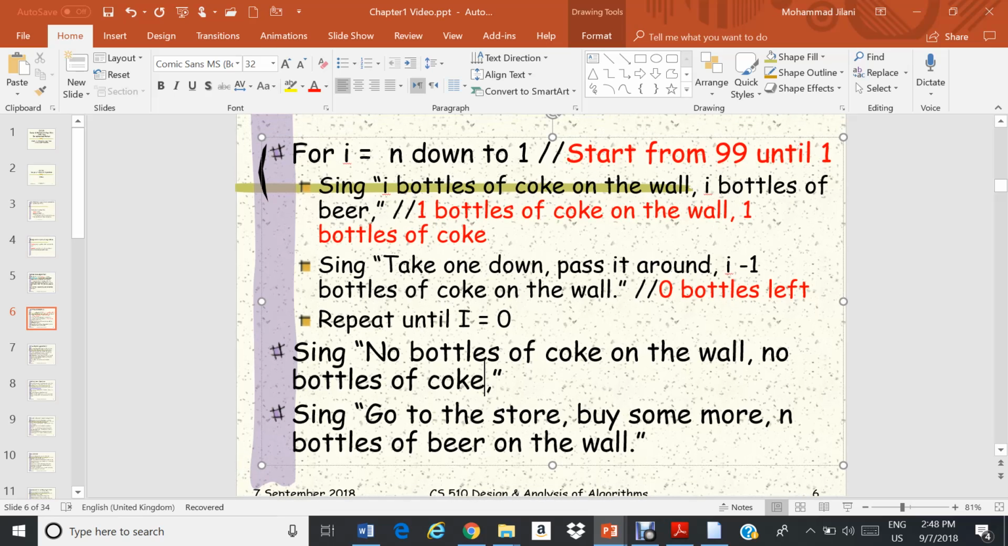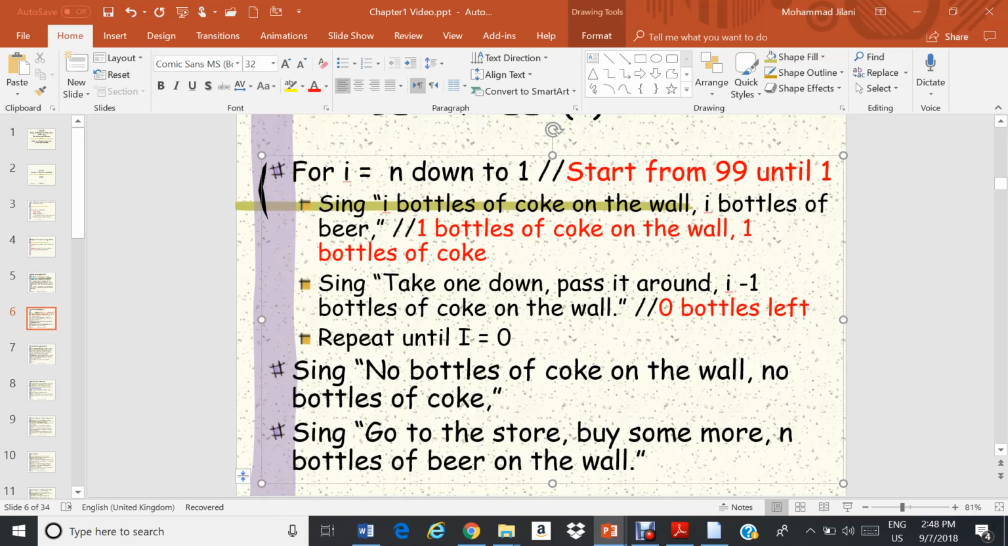Note about the correctness of the algorithm. I mentioned there is correctness and there is termination. Does it terminate? Of course it will terminate, because if you start from 99 all the way to 1, eventually you will end up with 0 bottles, so it will terminate. Is it correct? Yes, of course it's correct, because every time the numbers are reducible. Starting from 99, you can keep subtracting until you reach 0.